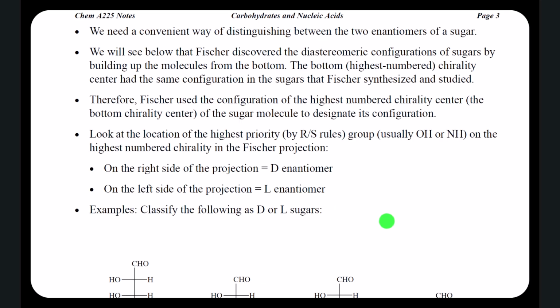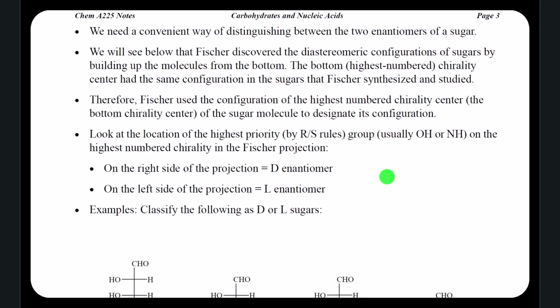We need a convenient way of distinguishing between the two enantiomers of a sugar. We will see below that Fischer discovered the configurations of the sugars by building up sugar molecules starting from the bottom. The bottom or highest numbered chirality center in all of the sugar molecules that Fischer constructed had the same exact configuration. Therefore, Fischer used the configuration of that highest numbered chirality center, the bottom chirality center, to designate its overall absolute mirror image configuration.